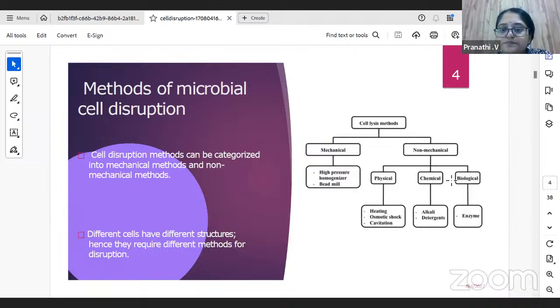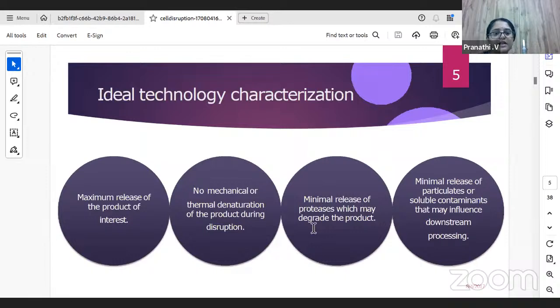Non-mechanical has physical, chemical, and biological methods, wherein physical is by heating. Even when you heat, we know that enzymatic activity reaches its peak, and finally after that the cell lysis takes place. Osmotic shock, cavitation is one more thing. Then in chemical methods you have the use of alkali and detergents. So you have your Tritons, different kinds of detergents which are going to break the protein, because of which the cell contents are going to come out. Enzymatic in the case of biological. So we will just have a look at it.